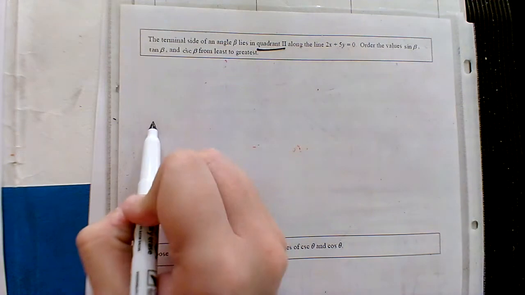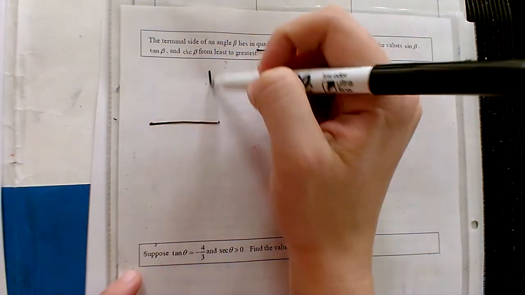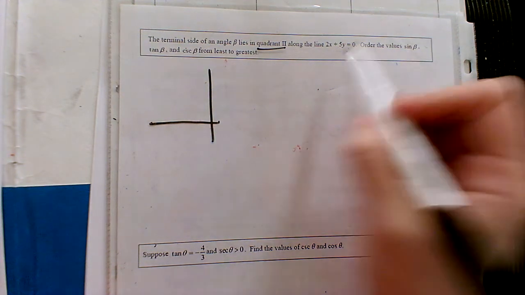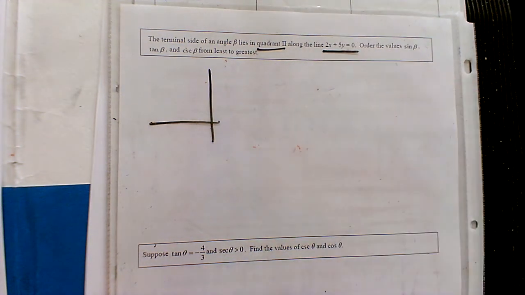The terminal side, meaning the ending side of an angle beta, lies in quadrant 2. Maybe we'll go ahead and draw quadrant 2. This time they're telling us the angle lies along the line 2x plus 5 equals 0. So a different beginning piece of information. Initially, they gave us a point. That was yesterday. What we've been doing so far is they gave us a trig value, and we use that to help us figure out our reference triangle.